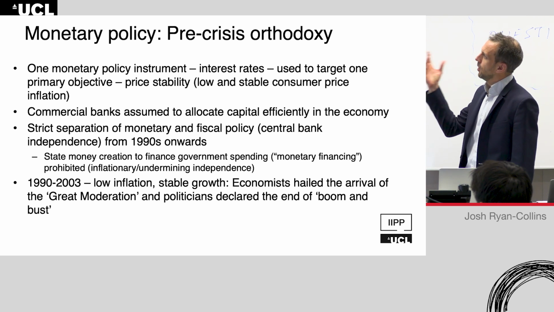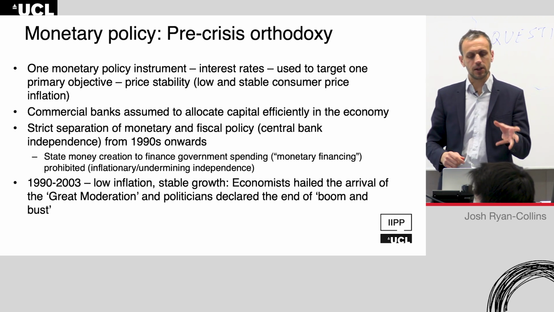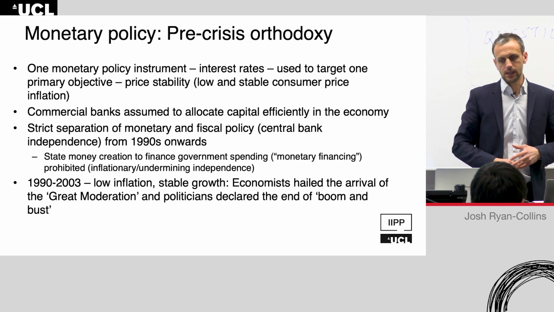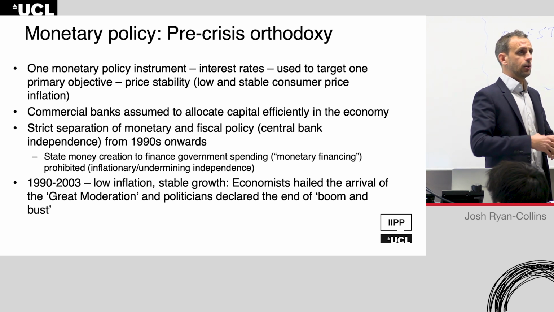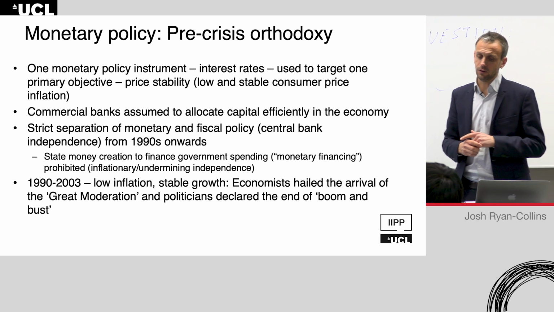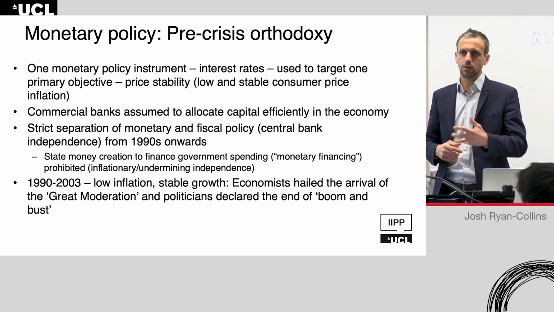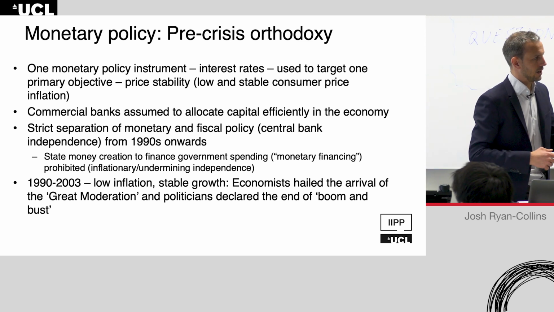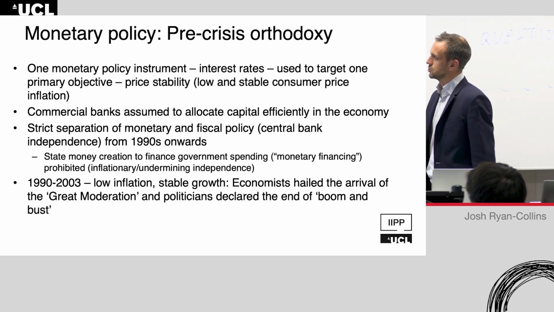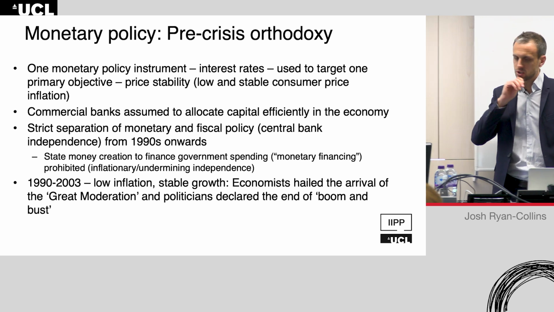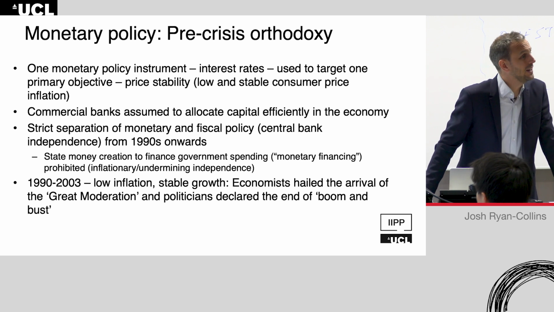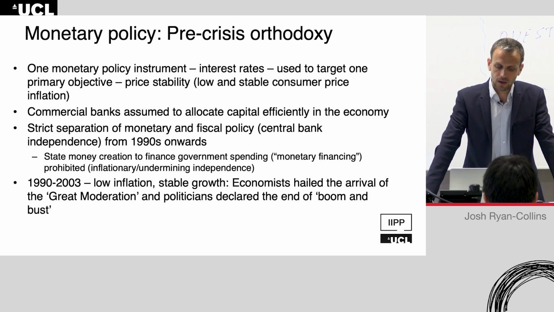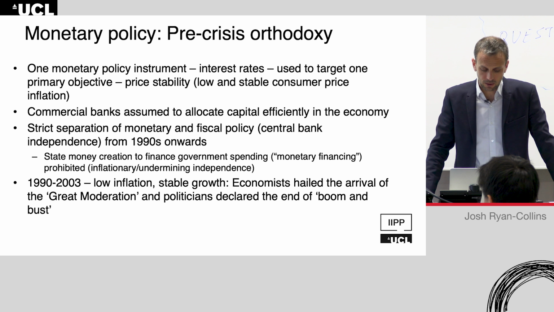The other key part of this pre-crisis consensus was a strict separation between monetary and fiscal policy. Stephanie talked a bit about this in week 2, but the basic idea was that because of the danger of inflation and the lack of trust in governments to create money themselves, there should be this strict separation, and the state should be restricted from directly creating money. This should be left to central banks who are independent of the state and of the government of the day. So monetary financing of activity was prohibited.